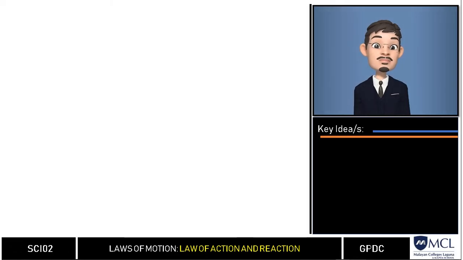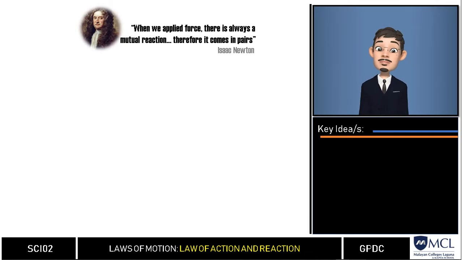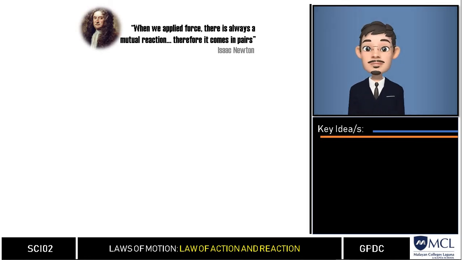When we kick a ball so hard that it flies to a certain distance, we commonly think that there is a single force involved in the physical system. But Newton recognized that it is impossible to have a single force. He observed that when we apply a force, there is always a mutual reaction. And so, forces occur in pairs.